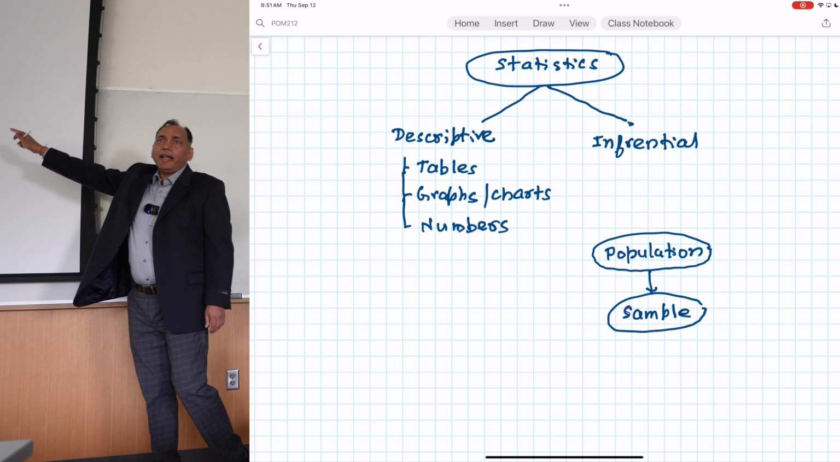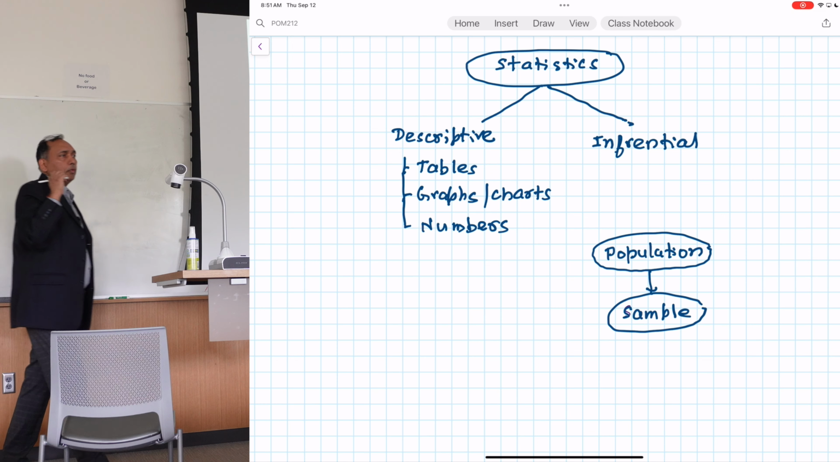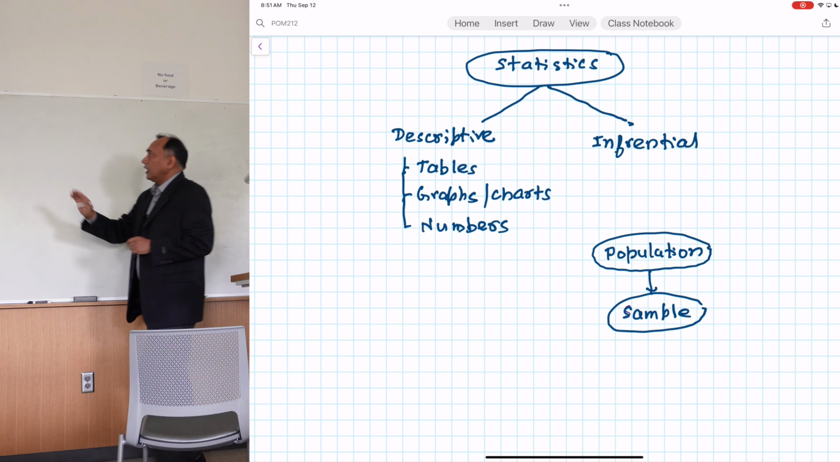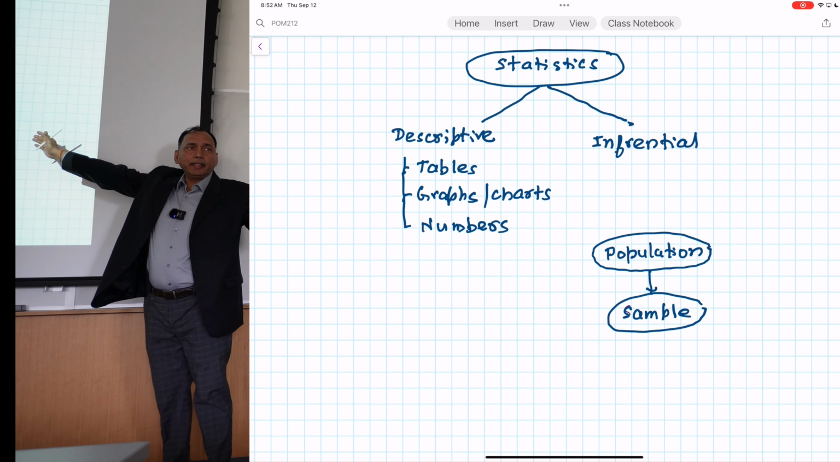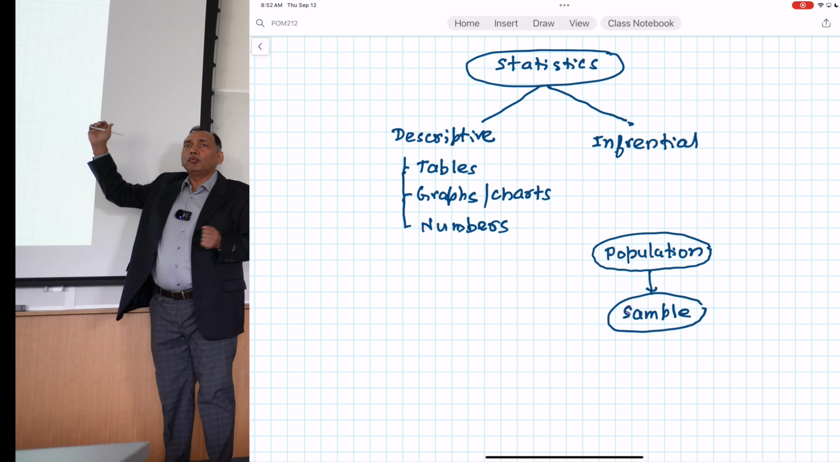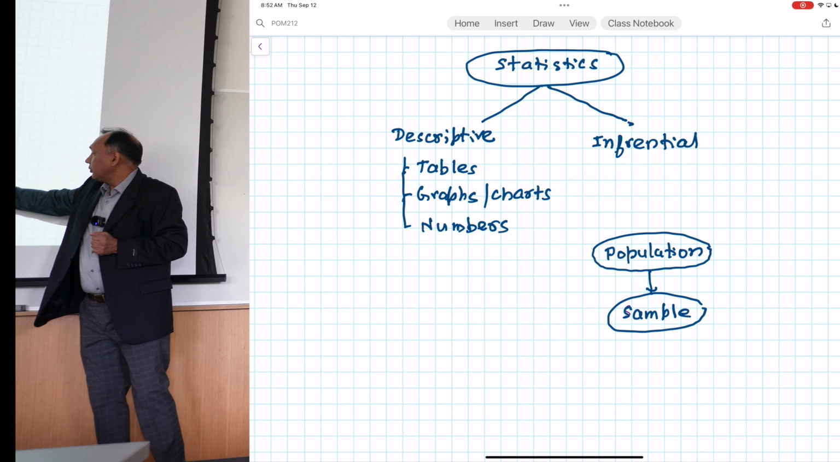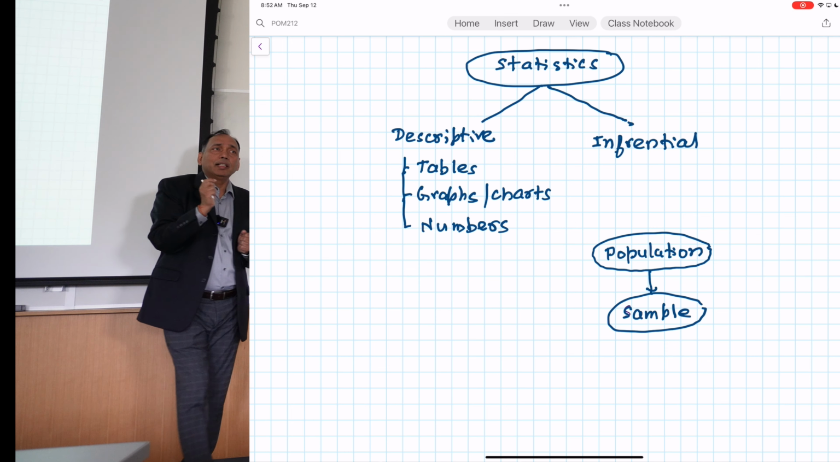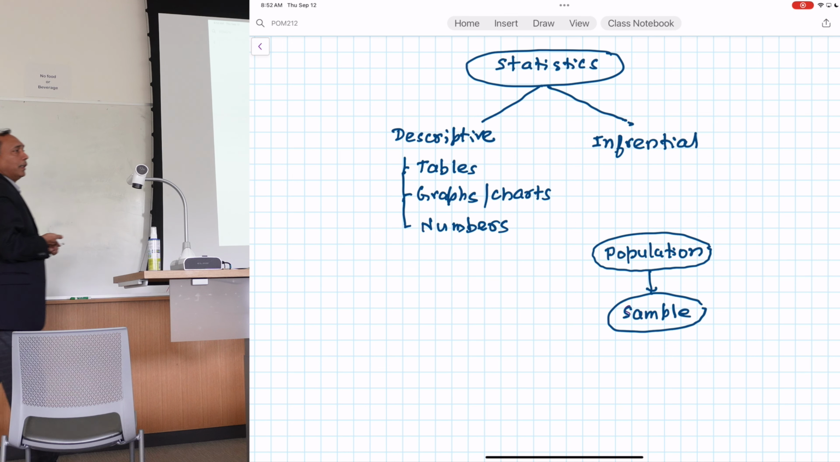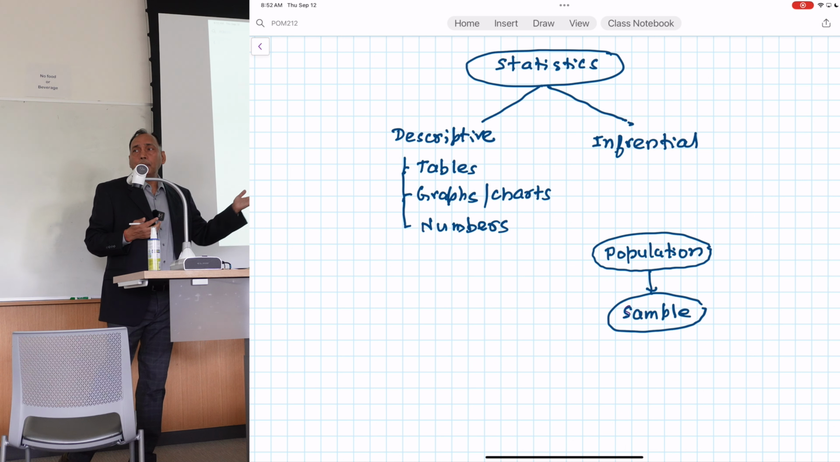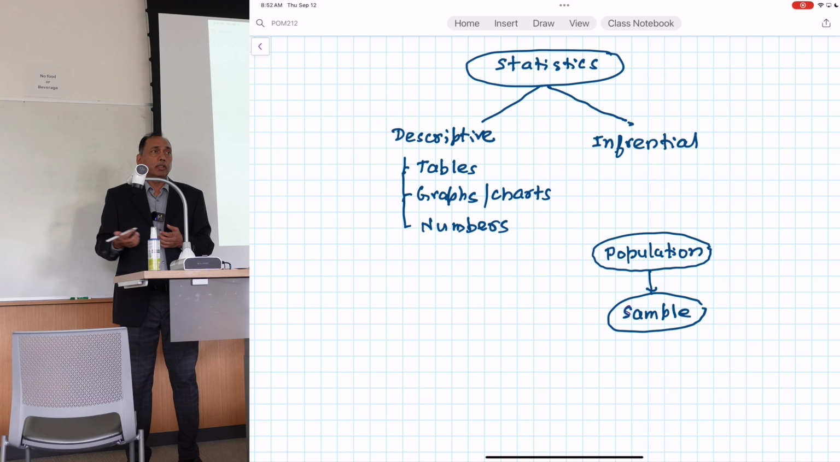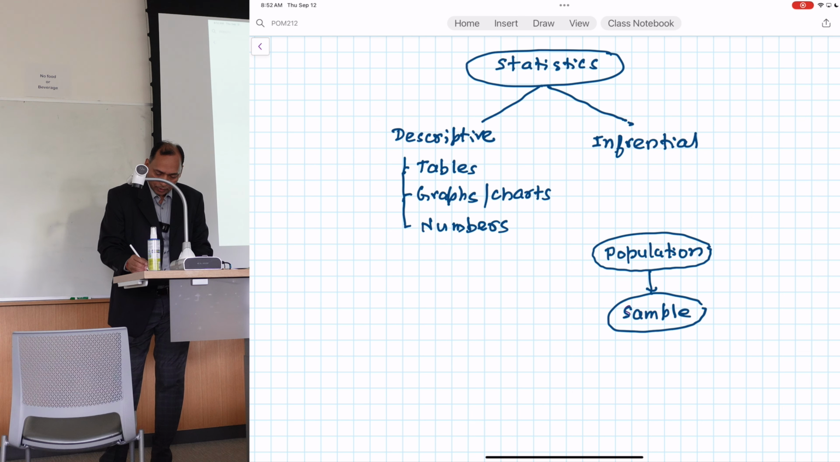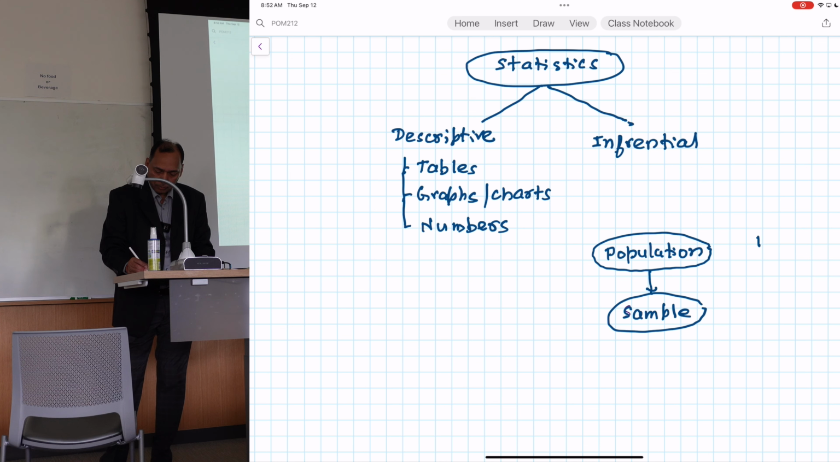So that population has something of interest to us which we don't have access to. Obviously, in that population, there will be some percentage of people who are likely to vote for a particular candidate, but we have no way of knowing that. So what we do is we take a smaller sample that can be done in less time, less money, and then use that sample and do further analysis to figure out what is going on in the population.